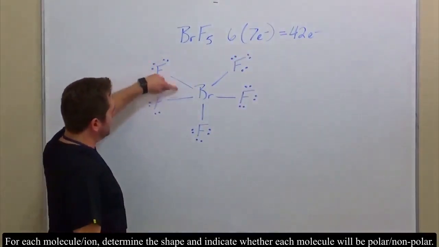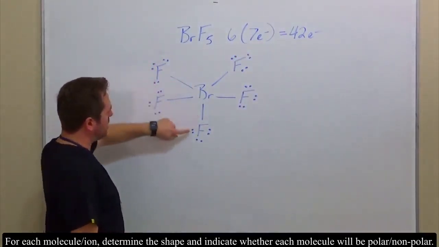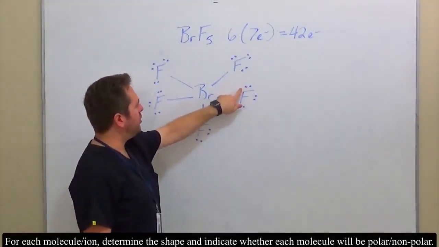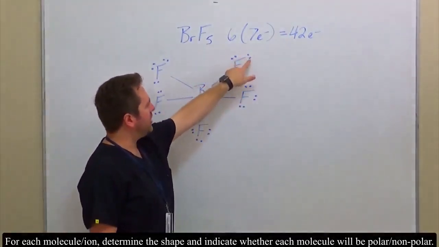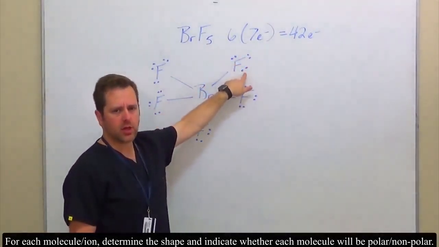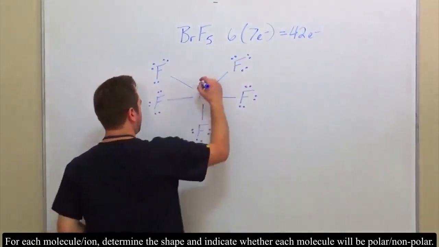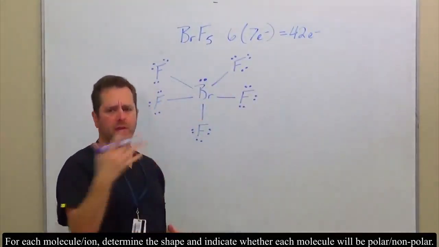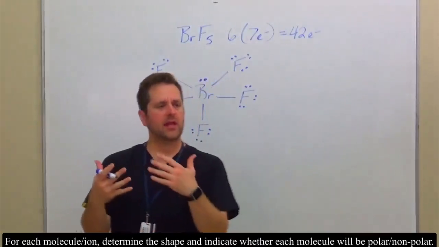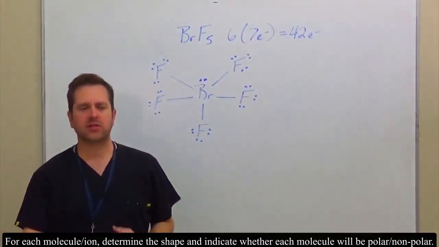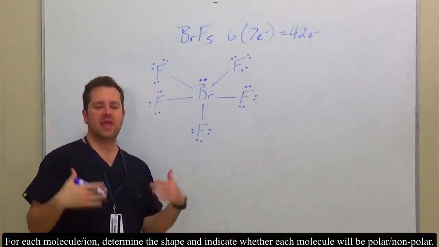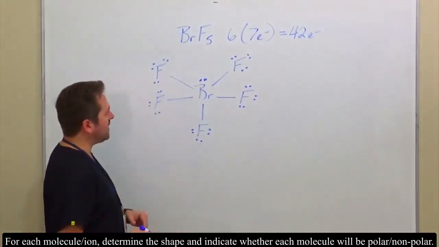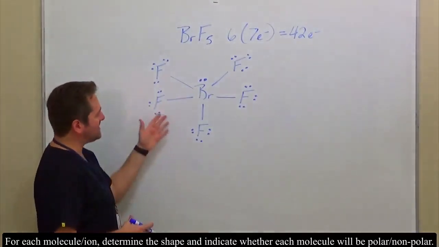2, 4, 6, 8, 10, 12, 14, 16, 18, 20, 22, 24, 26, 28, 30, 32, 34, 36, 38, 40. So we're missing 2 electrons. Well, we can put them on the bromine. Don't get freaked out by all these bonds, guys. Remember, bromine is well below the second period. If an element is below the second period, that basically means they can accommodate more than an octet in their outermost shell. And such is the case. So now we have 42 electrons, and guys, this is it.